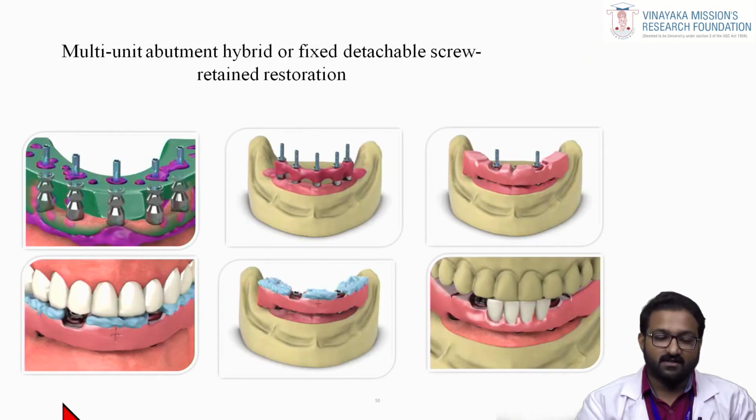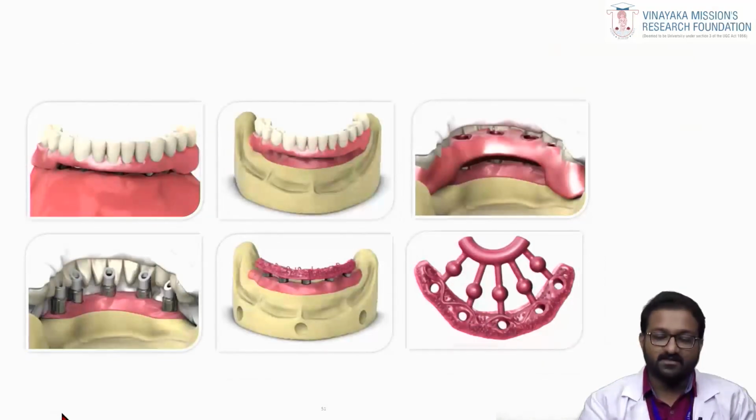The next one is, after the impression is made and the verification jig is confirmed, they will give a bite record also. Bite record also will be given. Simultaneously you are going to take the bite also. And then this is how your implant hybrid prosthesis is fabricated. This is how the prosthetic part of the fabrication of the hybrid denture looks like.